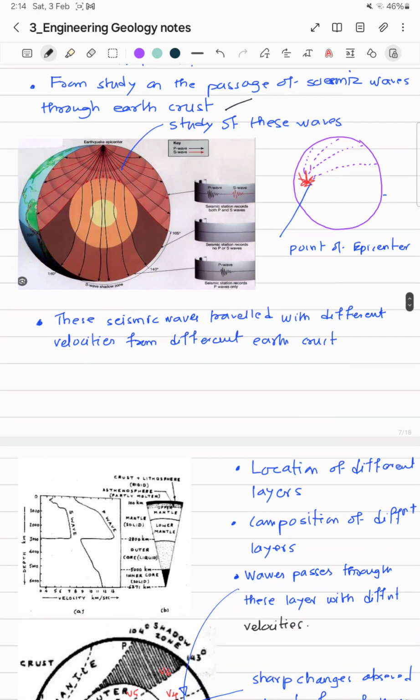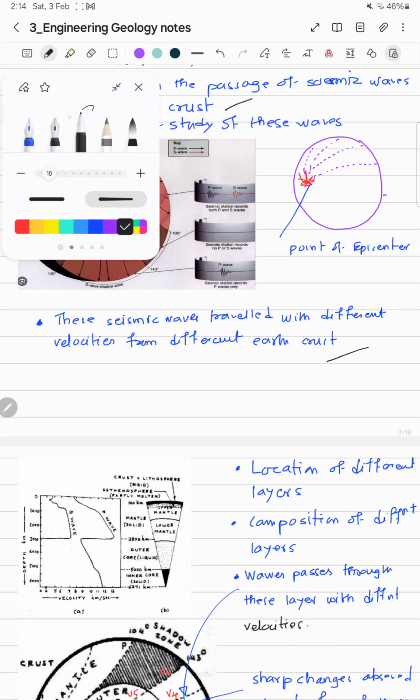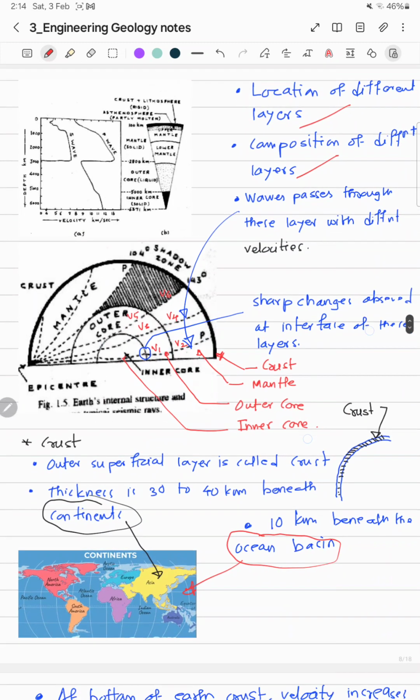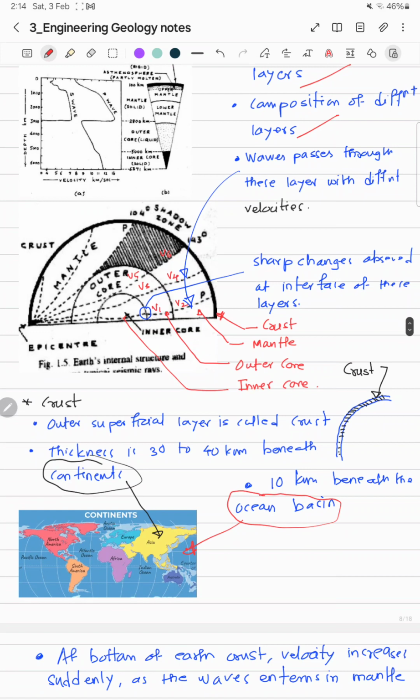The interior of the earth has been defined, and it has been considered that the seismic wave travels with different velocity through the different earth layers. Then based on this data, the location of the different layers has been finalized, and the composition of these different layers has also been determined. Then based on this we found that the whole earth has been divided into mainly 4 zones.